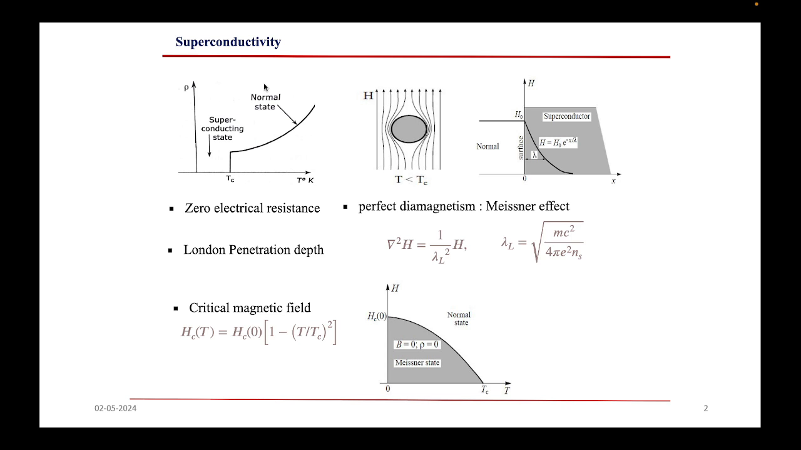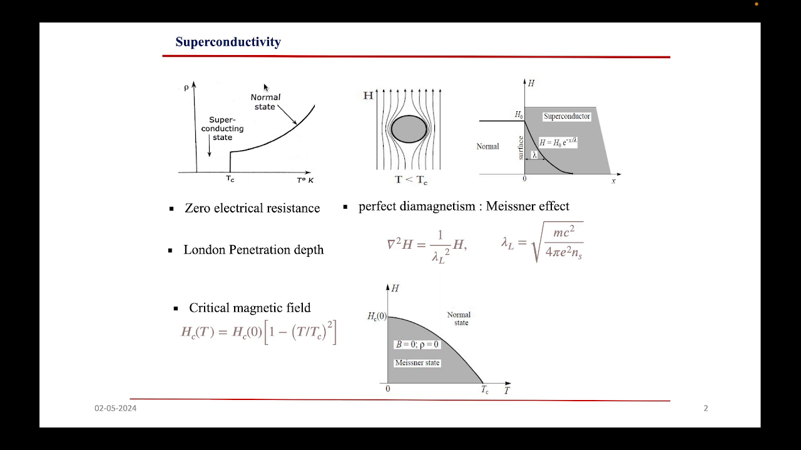In this state the materials are perfect conductors, meaning their resistance is zero and their conductivity is infinite. The temperature below which this happens is called the transition temperature, or the superconducting transition temperature. Another important thing is perfect diamagnetism. It is also called the Meissner effect.